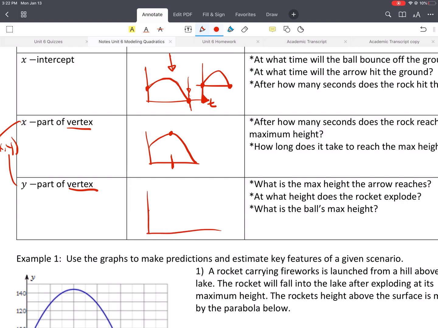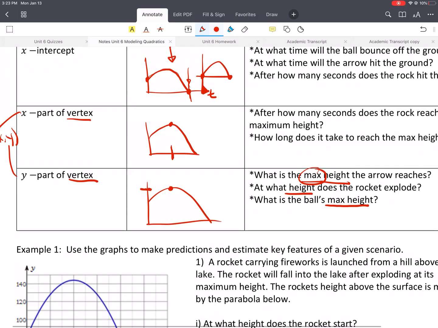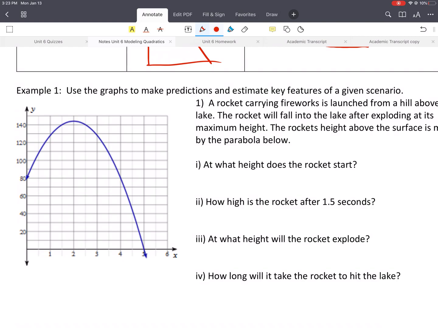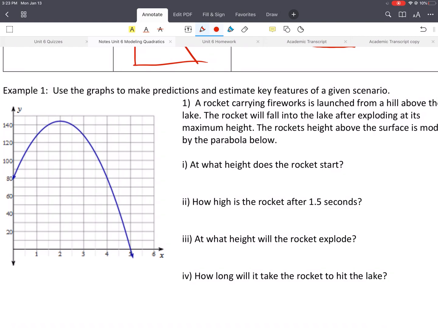And then lastly, the y part of the vertex. We'll do the same sort of graph, but here we're talking about the y. Oftentimes it has to do with height, so something like, what is the max height the arrow reaches? Or at what height does the rocket explode? Or what is the ball's max height? So usually they'll be looking for max height. Oftentimes they'll have that word, max height.